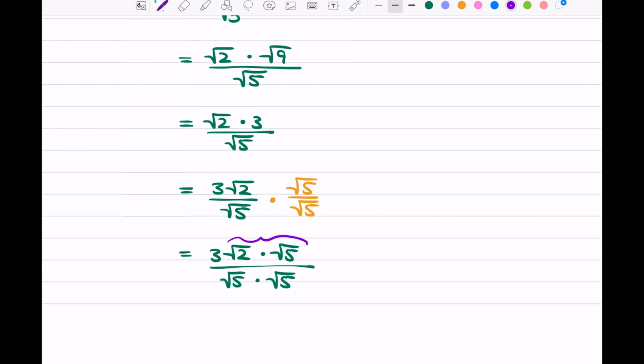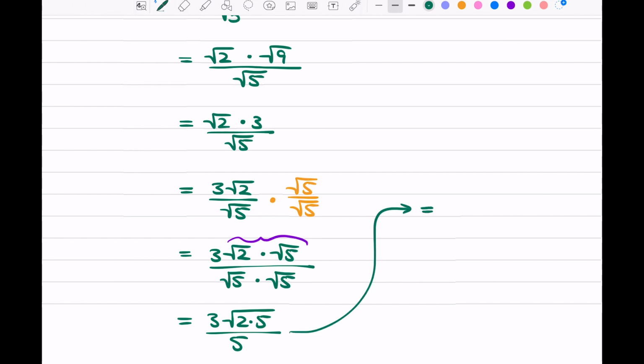On the top, you'll notice we have 2 square roots, so we can use the multiplication rule to combine them, leaving us with 3 times the square root of 2 times 5. And on the bottom, we have the square root of 5 times the square root of 5. And that would just be 5. So the square root of a number times the square root of a number gets us back to that number.